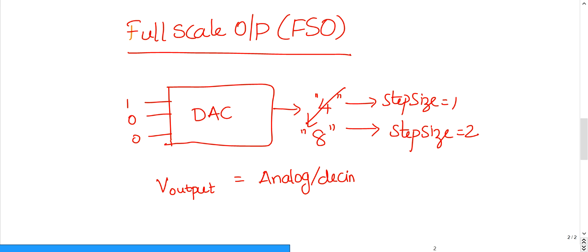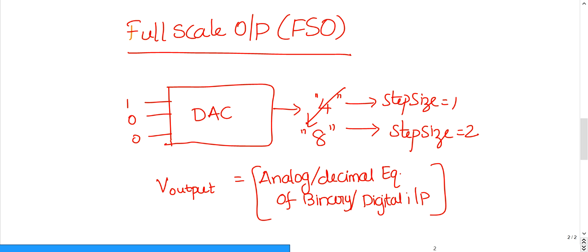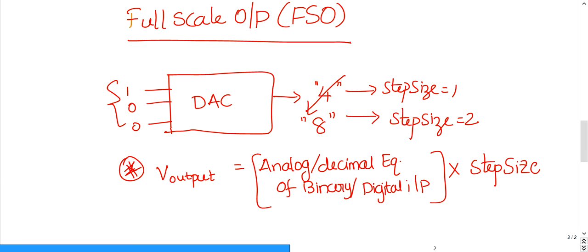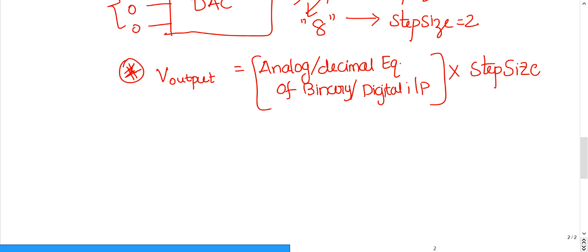the binary or digital input, multiplied with step size. This is a very important formula. So using this you can solve many problems. Okay, so he'll be giving a binary input or digital input, and he'll be asking the output for a given step size. This is the first formula.